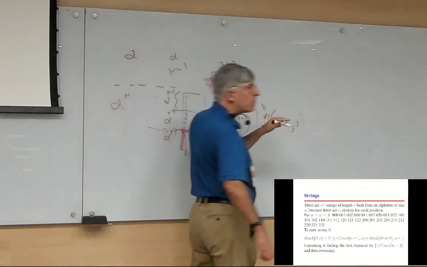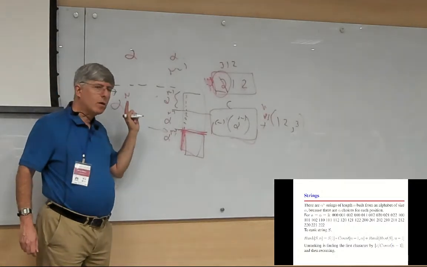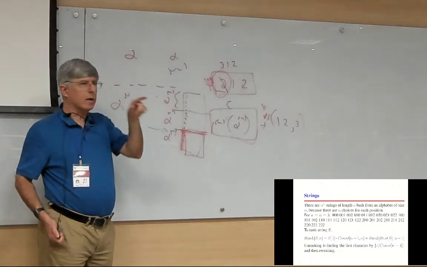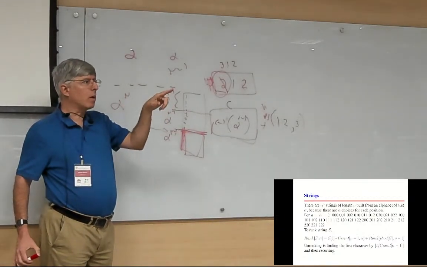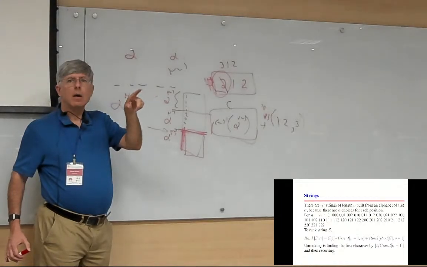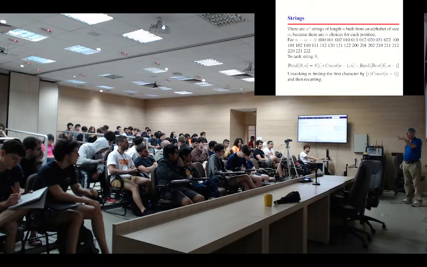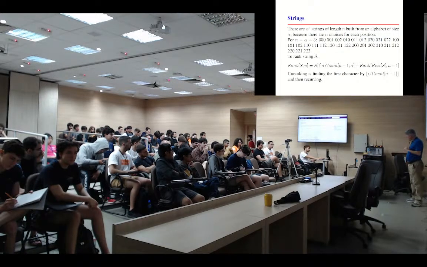Okay? Do people see what I'm doing here? I claim that there is a recursive way now to come up and rank what that string is. Okay? How many people see this, what I'm doing? How many people don't see it? How many people have lost interest at this point? Okay, a few, but that's okay.